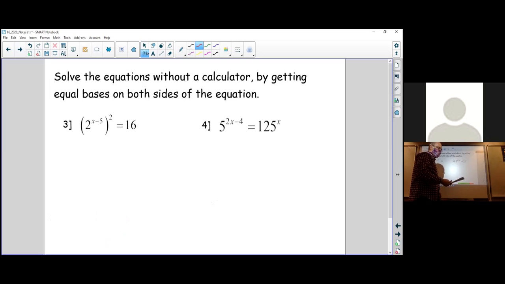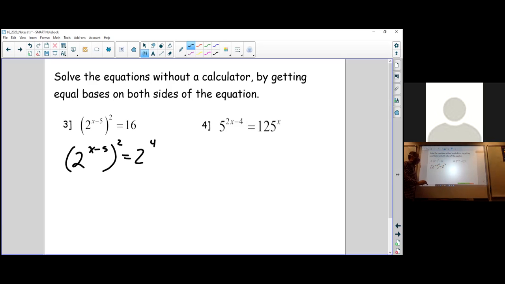Okay, so first thing I'm going to take a look at is we want to try and solve this problem. We have a power of power on the left side. We have x minus 5, and that's raised to the second. And then we have 16. Sometimes it's a good idea to try and get the bases to be the same. Being that 2 is a prime number, that's what I'm going to try and get 16 to. I know 16 is 2 times 2 times 2 times 2, 2 to the 4th. So I had 2 to the x minus 5 raised to the second equals 2 to the 4th.